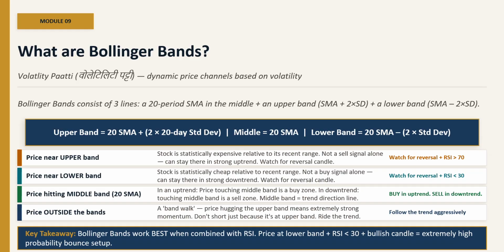Price near the lower band. Statistically cheap relative to recent range. Not automatically a buy in downtrends, but combined with RSI below 30 and a bullish candlestick pattern at key support, an excellent bounce setup. Price touching the middle band: in uptrends, the middle band is the buy zone. In downtrends, it is the sell zone.